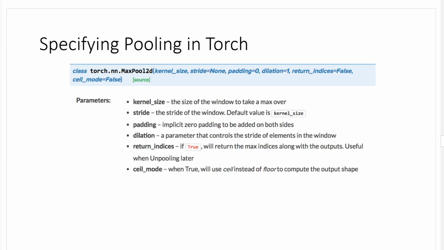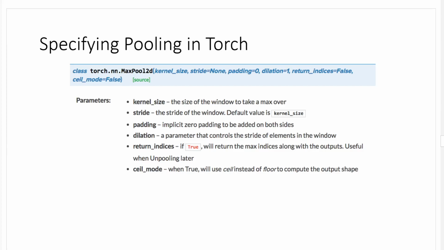Remember, I mentioned that sometimes you not only want the max value, but you also want to know where that max value occurred. This parameter controls that information. And of course, ceiling mode is another parameter. When true, it will use ceiling instead of floor to compute the output shape.